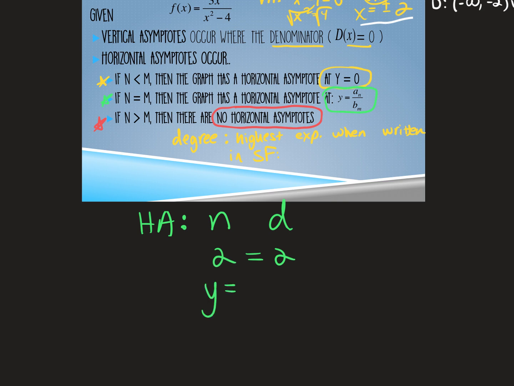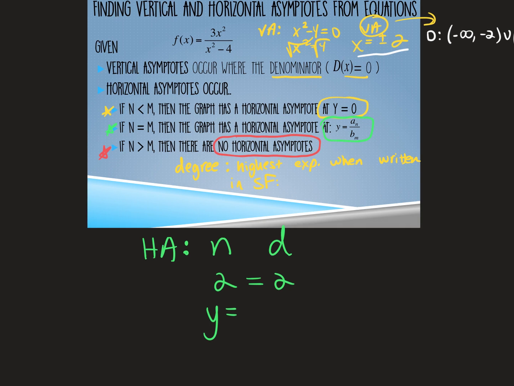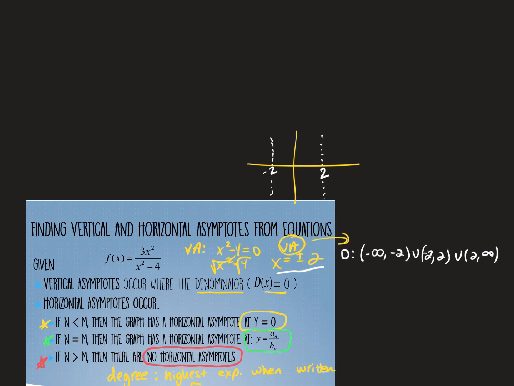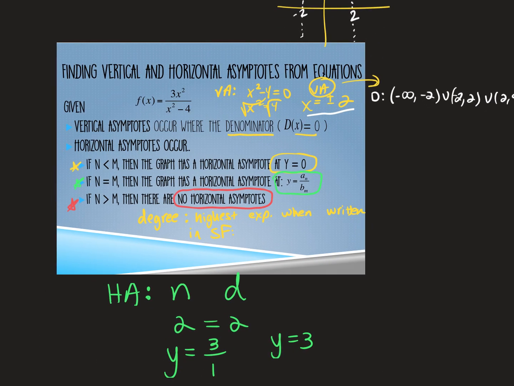If your degrees are the same, you take the leading coefficient of the numerator. What's the leading coefficient of the numerator? The number in front. 3. Over the leading coefficient of the denominator, which is 1. So your horizontal asymptote would be at y equals 3. When you graph this, you'd have two verticals at -2 and +2, and then a horizontal one at 3. I'll show you how to graph in the next couple days, but you have to understand how to find these things. You compare the numerator and denominator degree, and then figure out what goes.